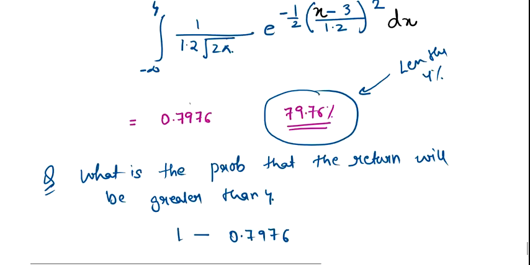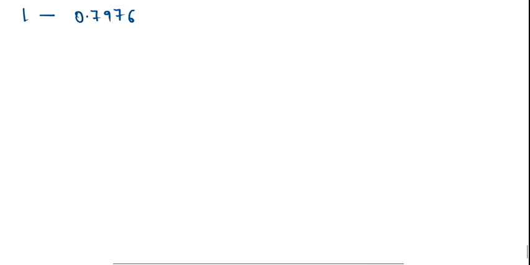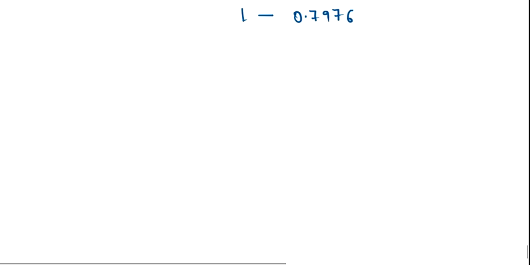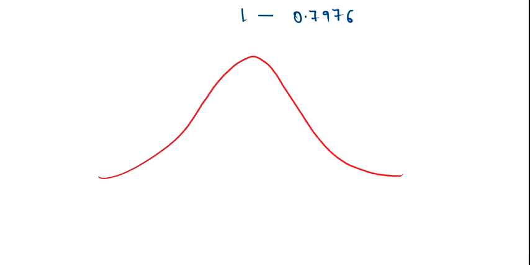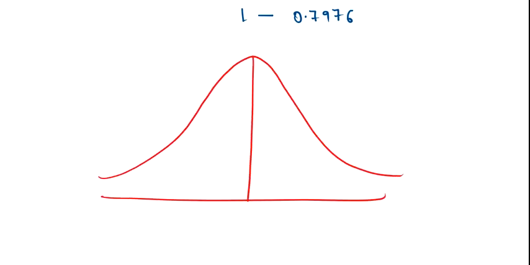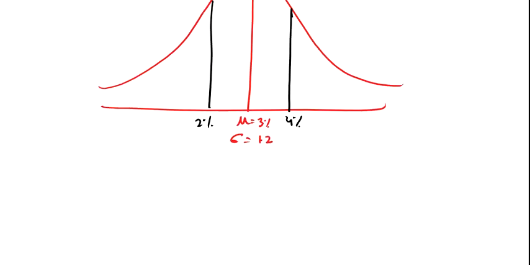Clear? Now if I change it a little bit, keeping the same question where mu is 3% and sigma is 1.2, I want to know the probability of the returns between 2% and 4%. Write down the question.